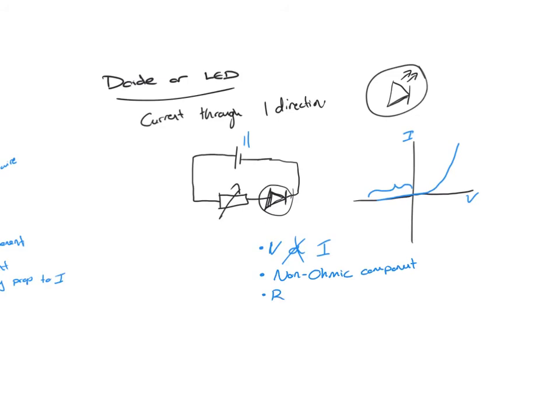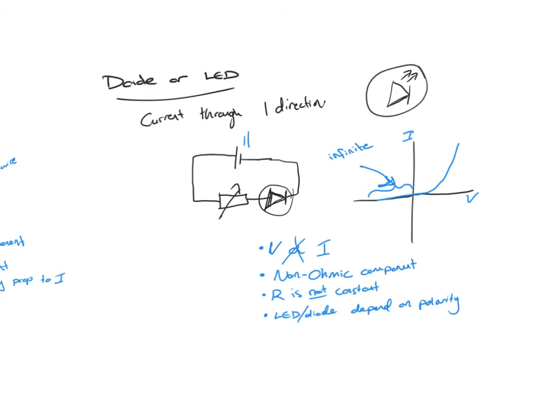And that means that the resistance is not constant. Also, the LED or diode's behavior depends on polarity. Polarity is whether it's positive or negative, so it's just switching around the terminals of a battery. You can see that in this section, there is infinite resistance, okay? Because the current obviously is 0, so there's very, very high resistance.